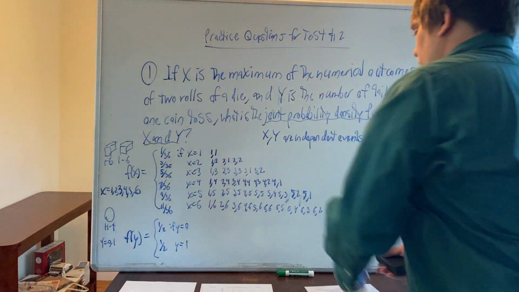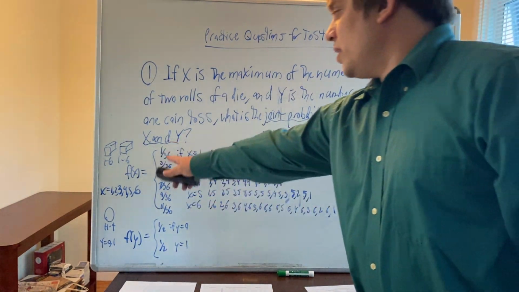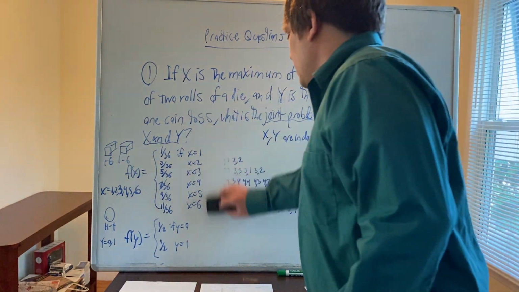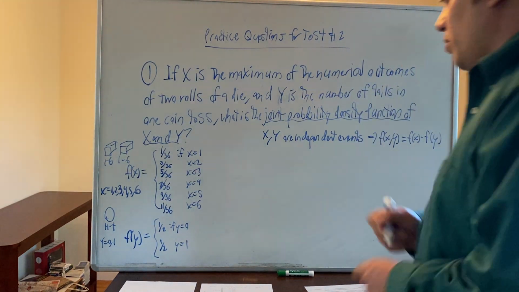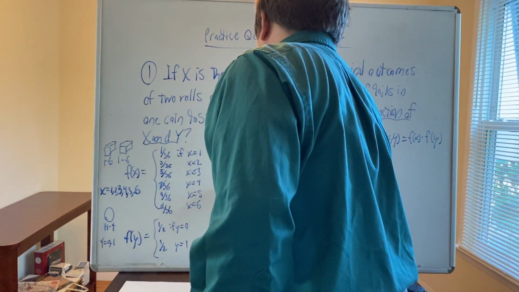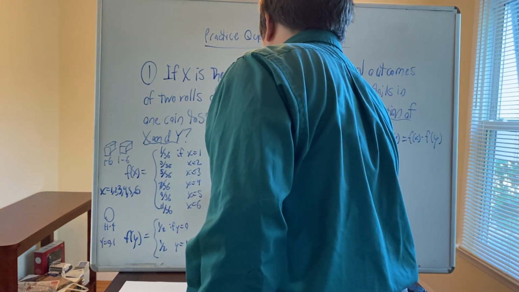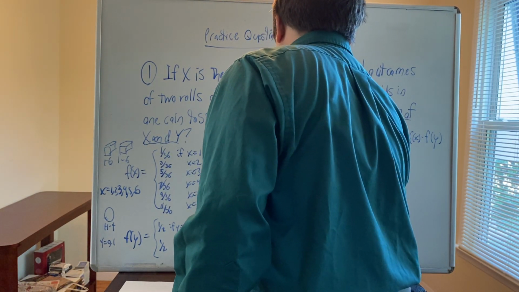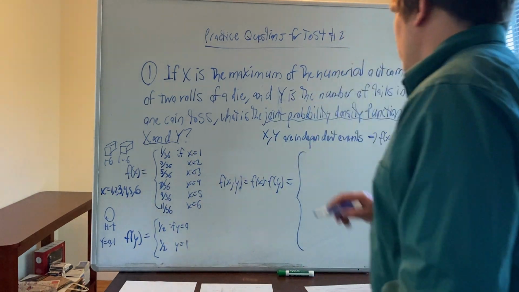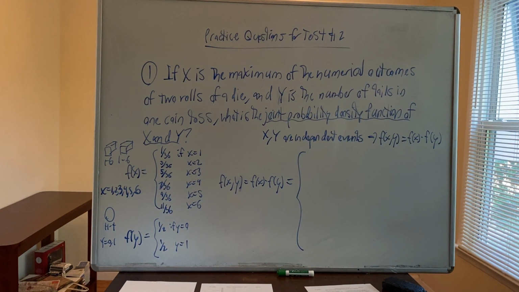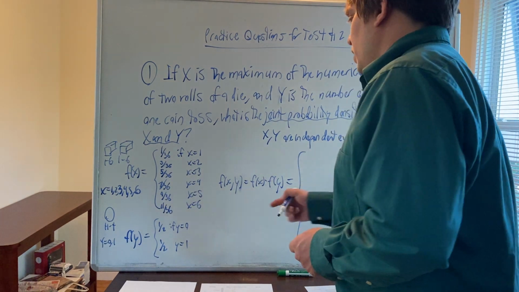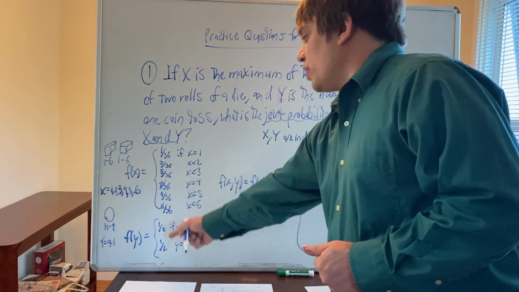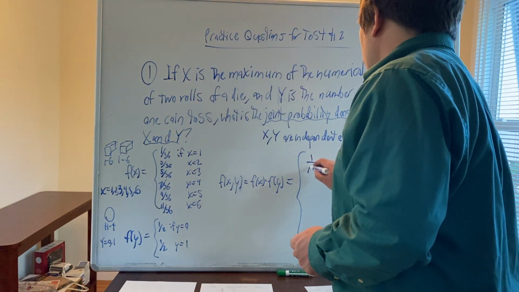So I'm going to erase this list, just to give myself some room. This is a good way to see the values of little f of x. Okay, so I want to use this space for little f of x comma y. So little f of x comma y is equal to little f of x times little f of y. And what that's going to equal, I'm going to use big brackets again. Well, if x is 1, the probability is 1 over 36. Take 1 over 36 and multiply it by 1/2. You get 1 over 72.